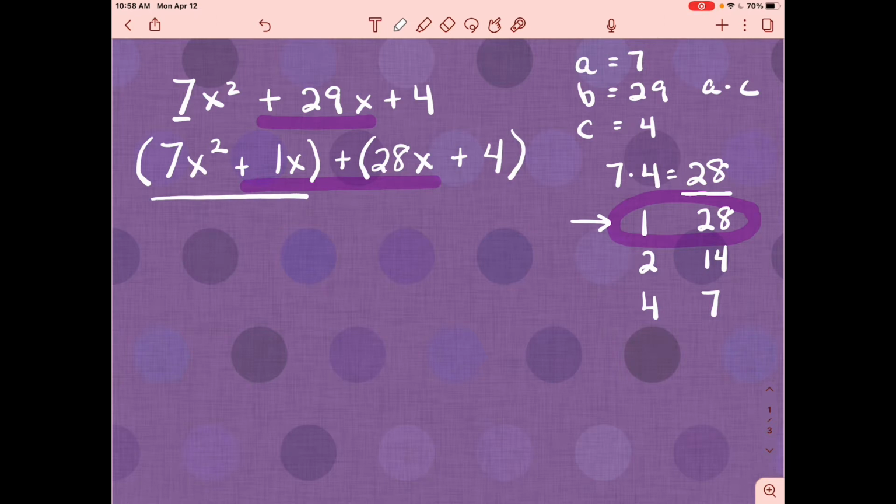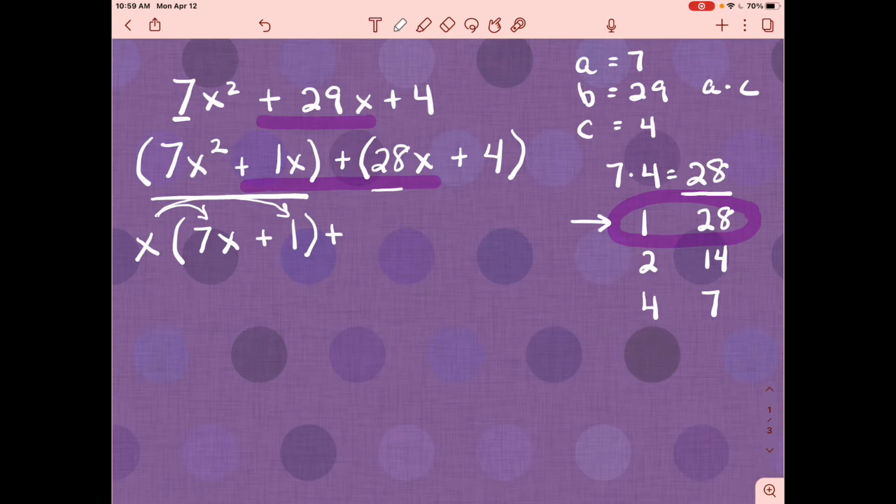I can see that 7x squared and 1x have x in common, so I'm factoring out the x, and then I need to figure out what's left behind. If I take an x out of 7x squared, 7x is left because x times 7x is 7x squared. And if I take an x out of 1x, I have a 1 left behind because x times 1 is x. Keep your plus sign there because we haven't made this a multiplication problem yet.